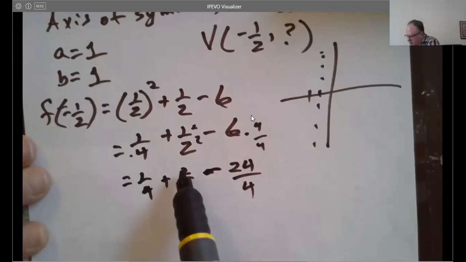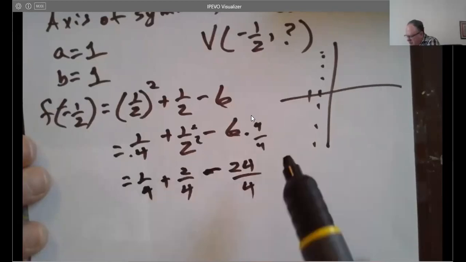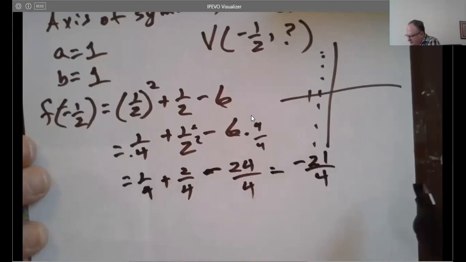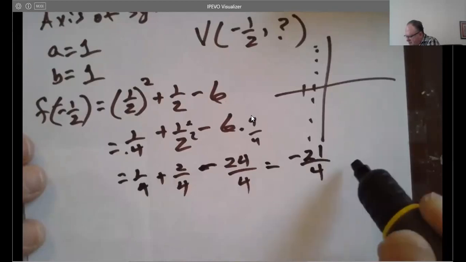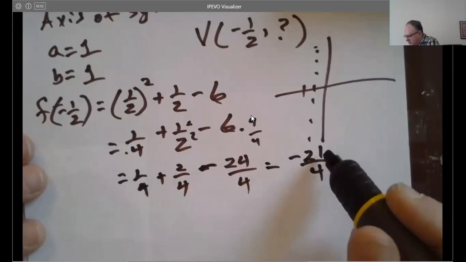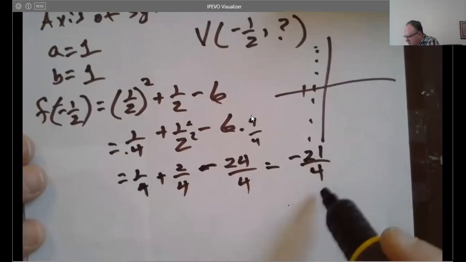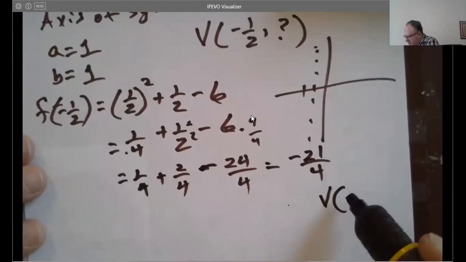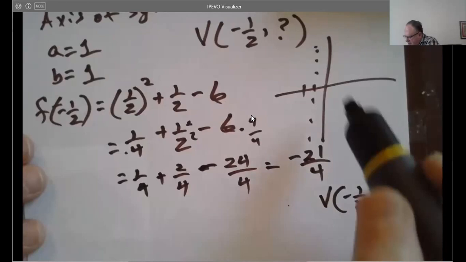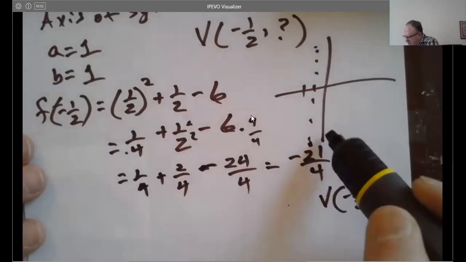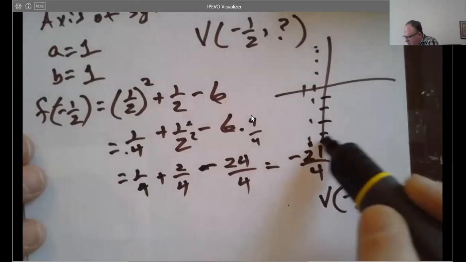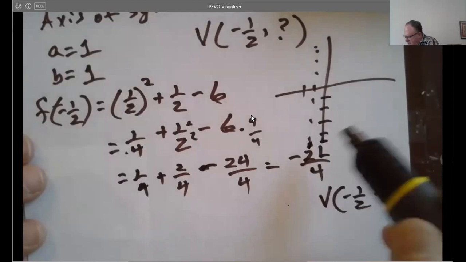So this would be 1 minus 2 is negative 1, and negative 1 minus 24 is a negative 25 over 4. So our vertex is negative 1/2 and negative 21 over 4, or negative 5 1/4. So that'll be down about here. If we looked at this as 1, 2, 3, 4, 5, 6, our vertex is down here.